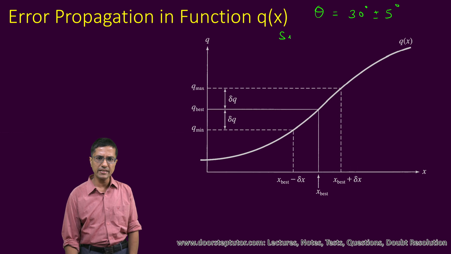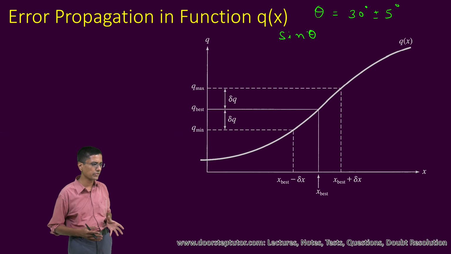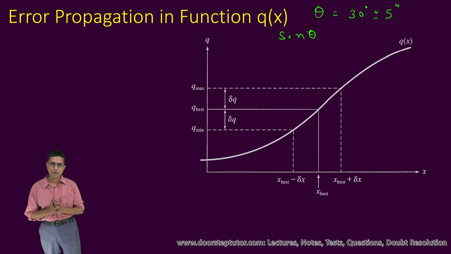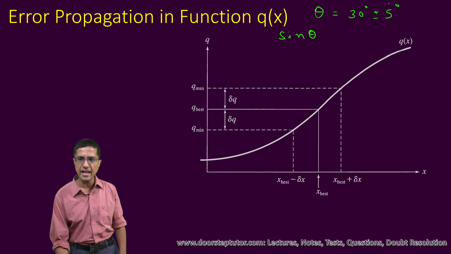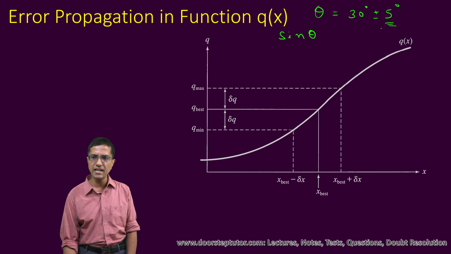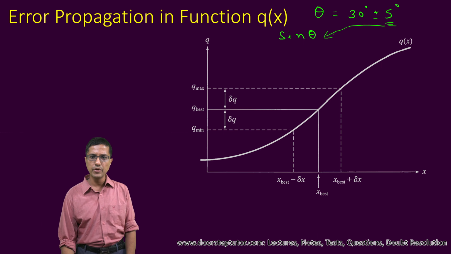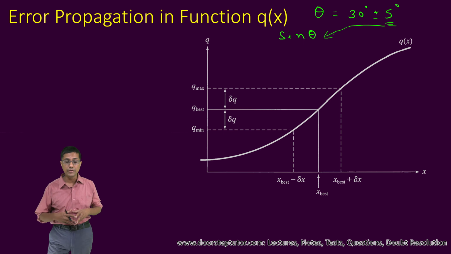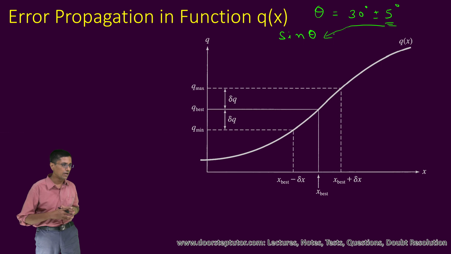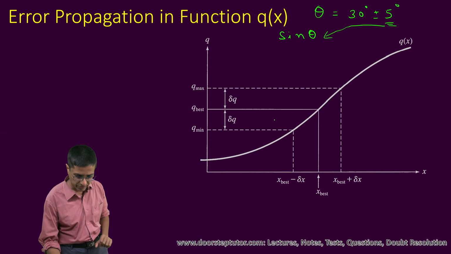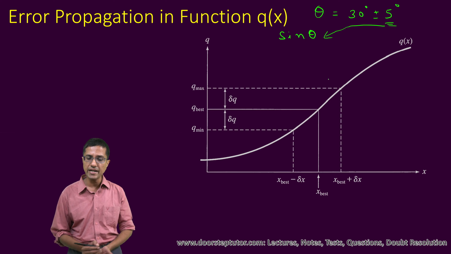So obviously computing sine theta is not very difficult. We can compute sine of 30 degrees. That's not the issue here. But the real problem is, how does the error of 5 degrees in theta translate to the error in sine theta? So we really don't have a mechanism of computing that yet. So in this class, we will understand how to do that.